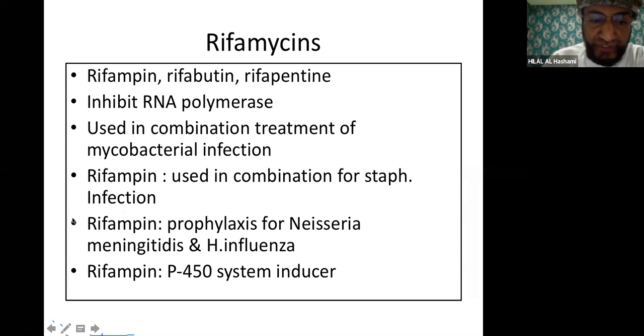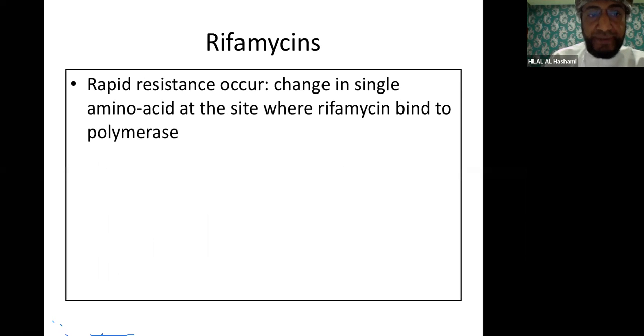Rifampin, we also use in clinical practice a lot when we have Neisseria meningitidis and severe H. influenzae infection. We use it as prophylaxis. Rifampin is a cytochrome P450 system inducer, and rapid resistance develops, and that's why rifampicin is not used as a single agent.